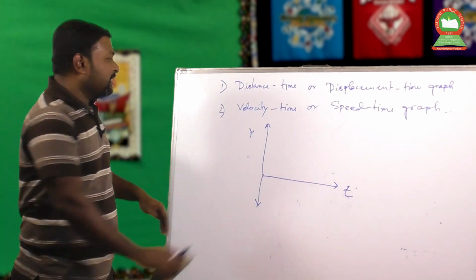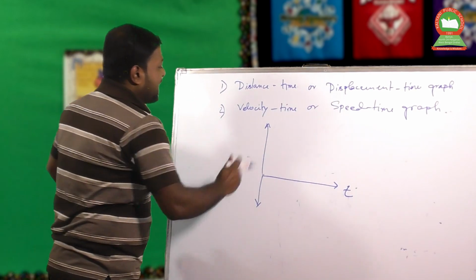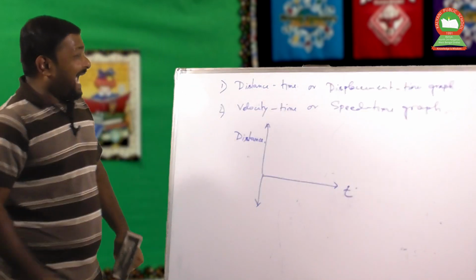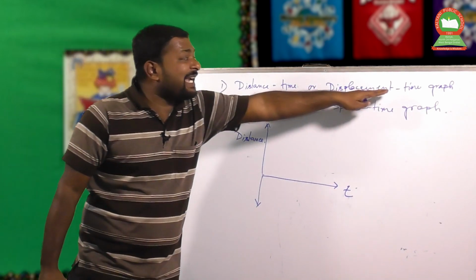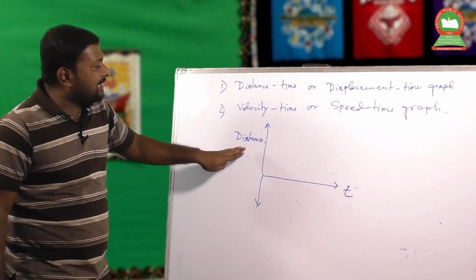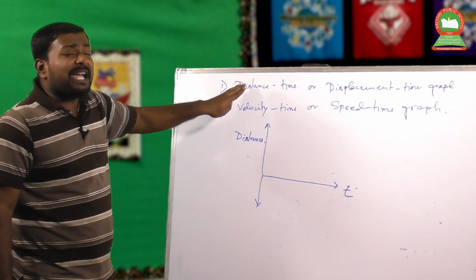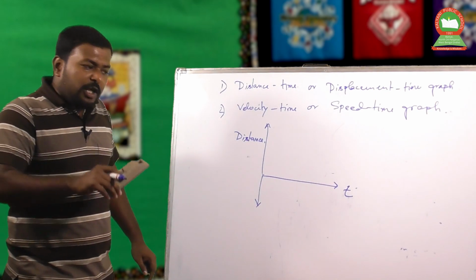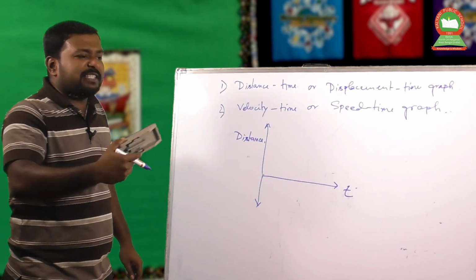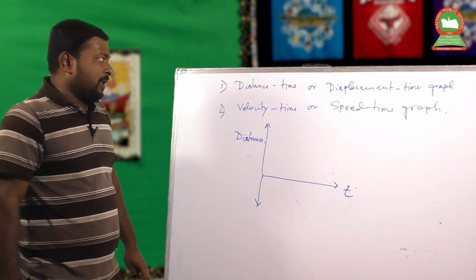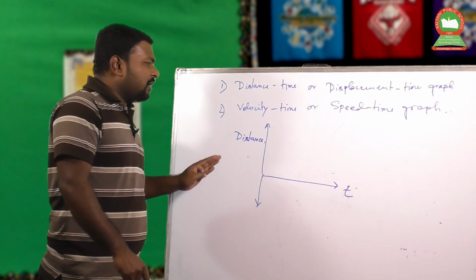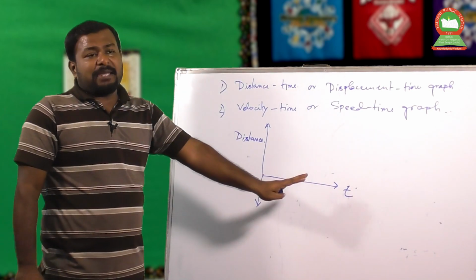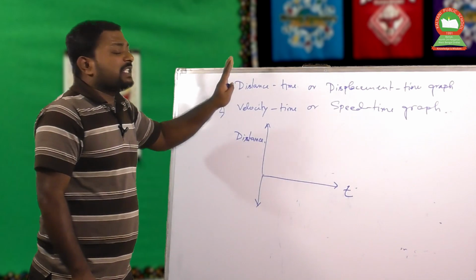If it is a distance-time graph, the y-axis is represented by distance. If a displacement-time graph is plotted, then along the y-axis it is displacement. Distance cannot be negative as it is a scalar quantity. If the body travels some path, then distance is there, so distance cannot be negative. So whenever we plot a distance-time graph, distance should be on the positive y-axis.